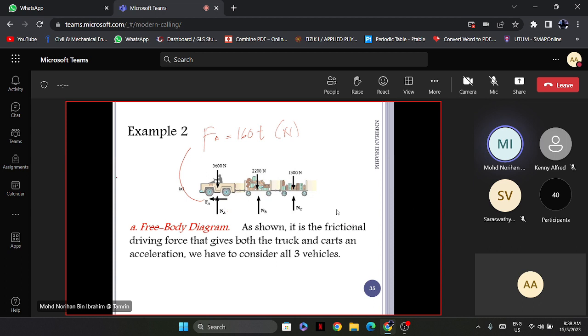Of course, you need to come up with this free body diagram showing all of the forces which act on truck A and also cut B and cut C respectively. So we have to consider all three vehicles all together, which is truck A, cut B, and also cut C. So that is the first step. The first step is free body diagram. Step 1.